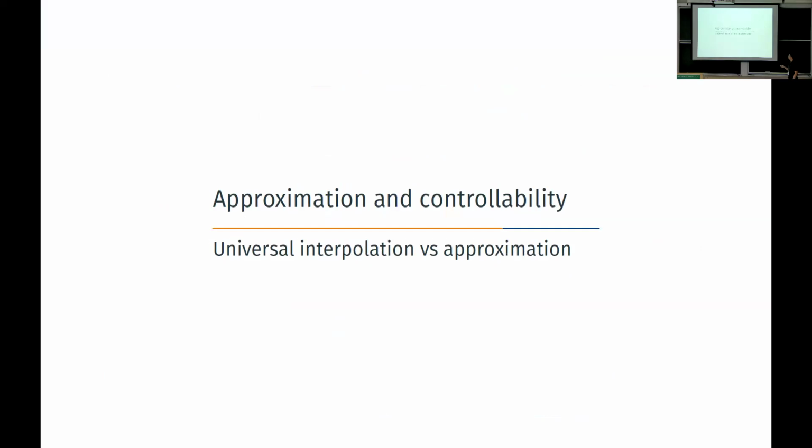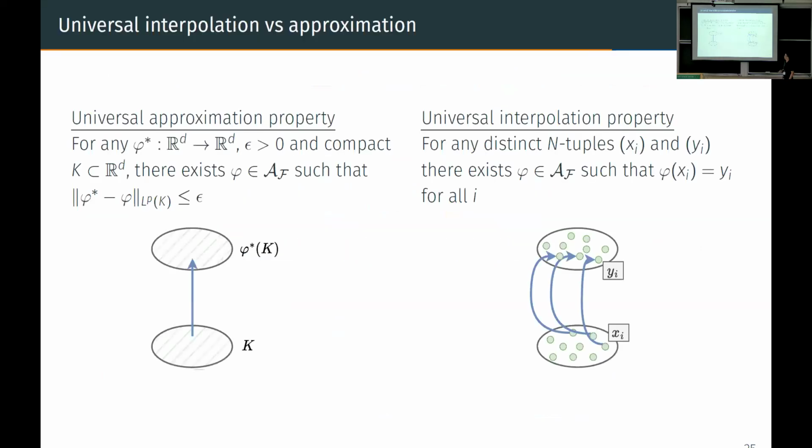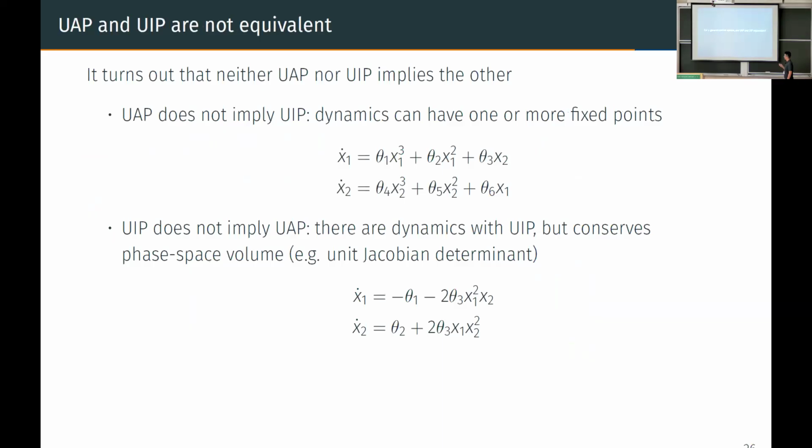Now, to conclude this part, we have two concepts. One is the universal approximation property, which says: can you approximate in L^p some map using your flow? And then on the other hand, on a control theoretic kind of approach, there's an interpolation property, which says: can you interpolate all of these points? Now, a very interesting question is, are these equivalent? Well, it turns out the answer is no.